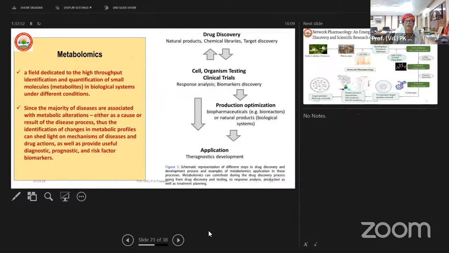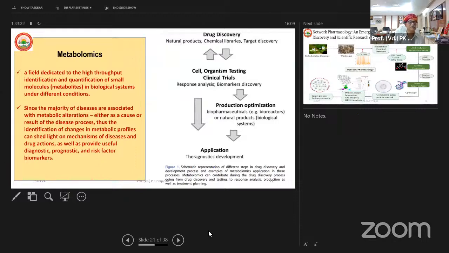Drug discovery, natural products, chemical libraries, target discoveries, now it is available. Chemical libraries are available day by day. The number of chemicals in the library increases, so that we can tabulate it and find the comprehensive result of that particular protein or gene or other metabolites.